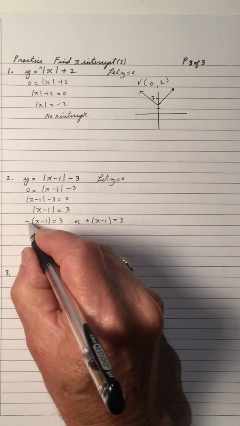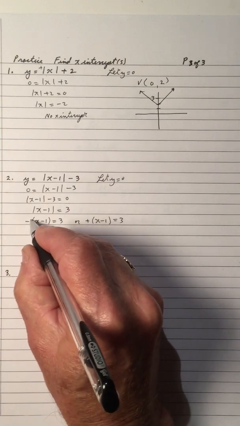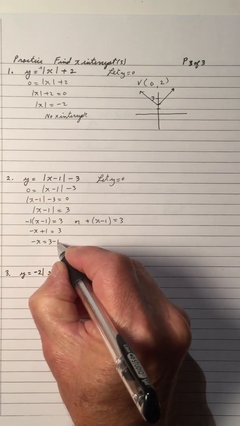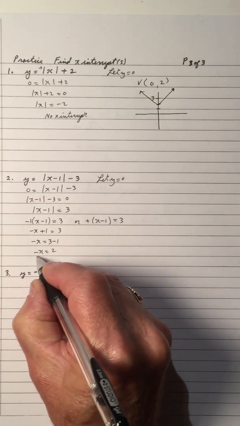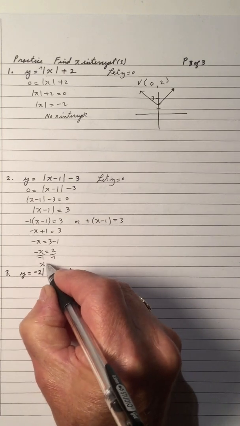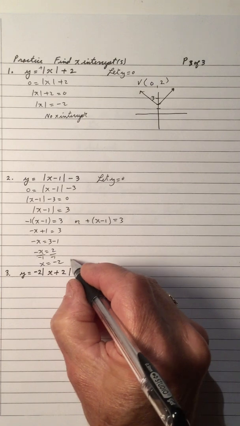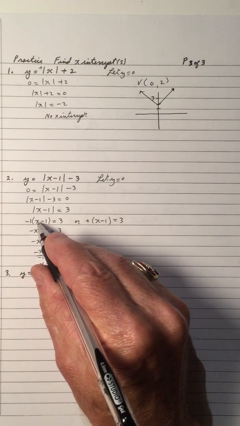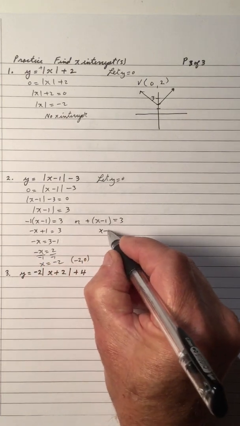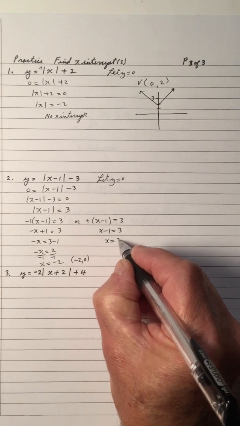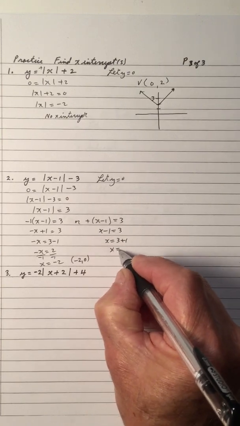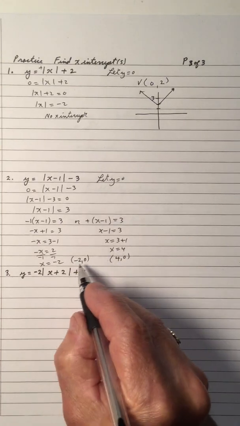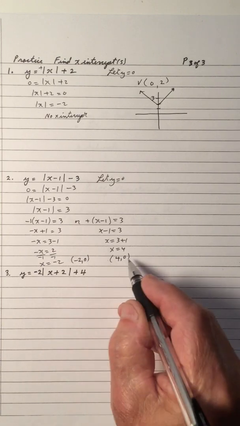Negative of x is negative x. Negative of -1 is +1. Remember, put a 1 there, you multiply by -1. Negative x is 3 minus 1. Negative x equals 2. Divided by -1, x equals -2. And so we have (-2, 0) for when it's doing the negative of it, and the positive of it: minus 1 becomes +1, x equals 4. So that's (4, 0). So the x-intercepts are -2 and 4, or the ordered pairs (-2, 0) and (4, 0).